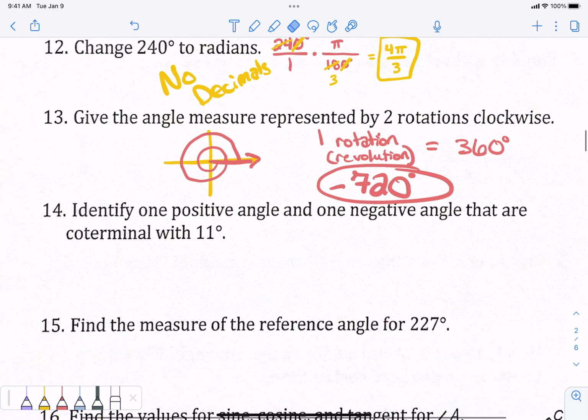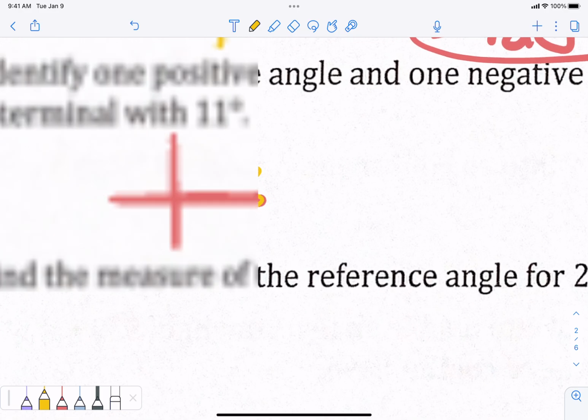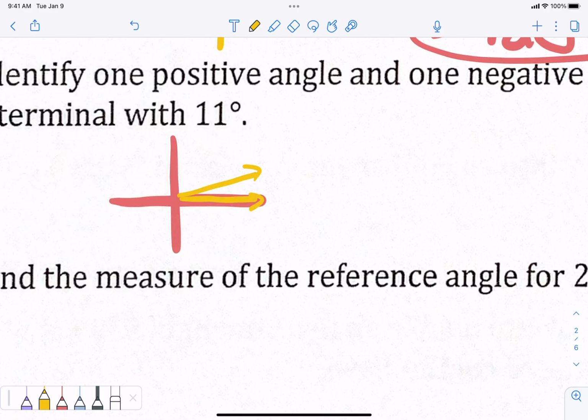Okay. Identify one positive and one negative coterminal angle. Plus 360, minus 360. 11 degrees is this angle right here. Actually, it's smaller than that, but anyway. So if I go 1 more rotation around or 1 less rotation around, I add and subtract 360, right?